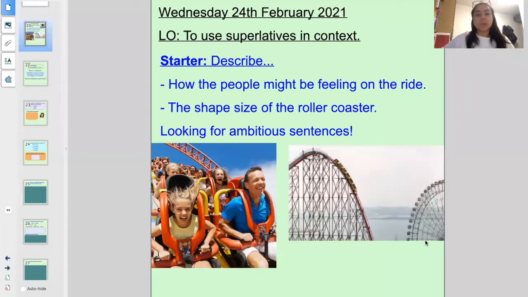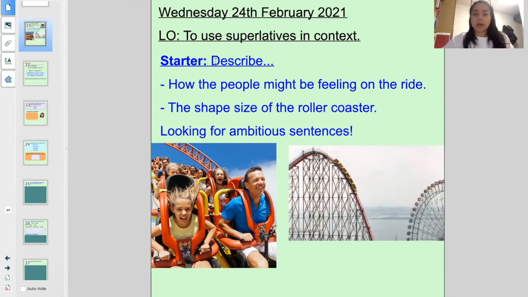Brilliant. So today is Wednesday, the 24th of February, 2021, and our learning objective today is to use superlatives in context. Superlatives. Don't worry too much about what those words mean at the moment. Can you please make a start on our starter?